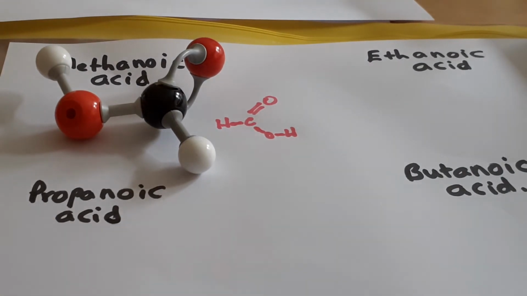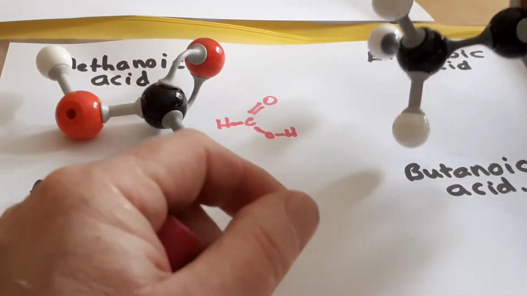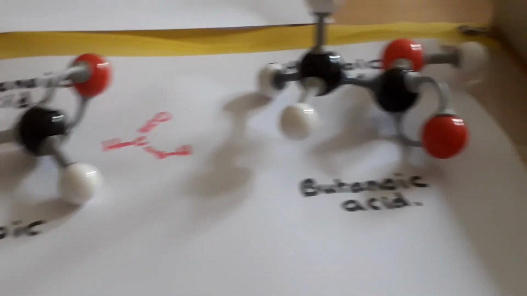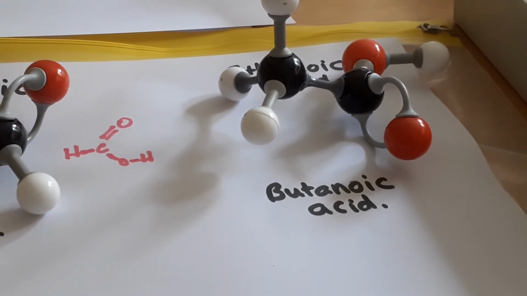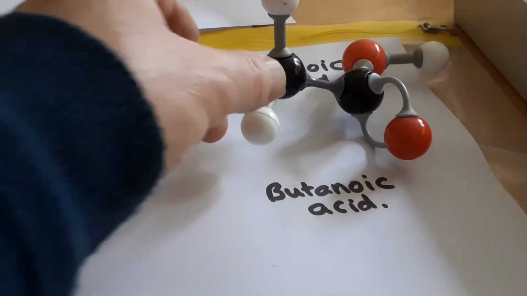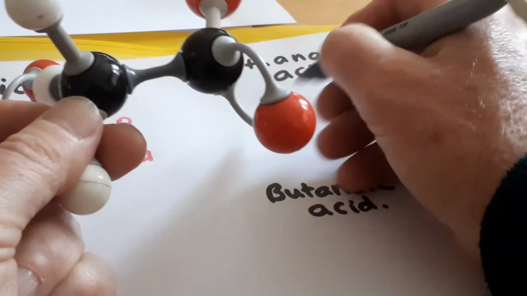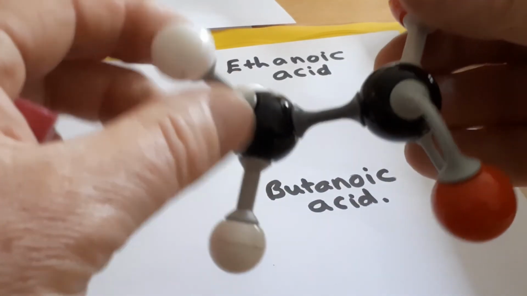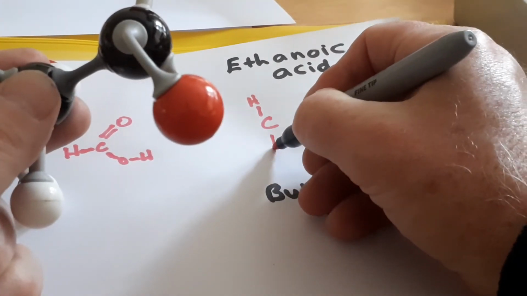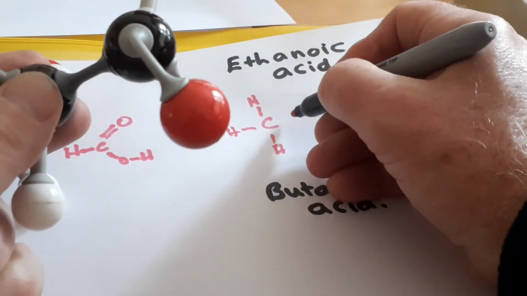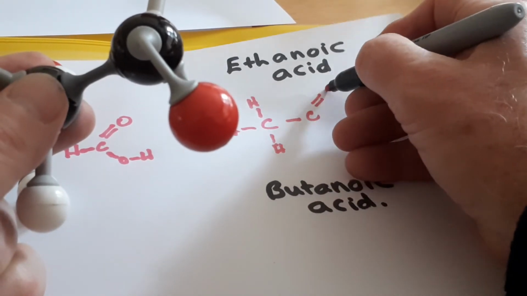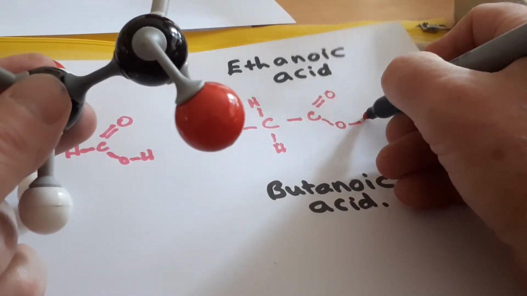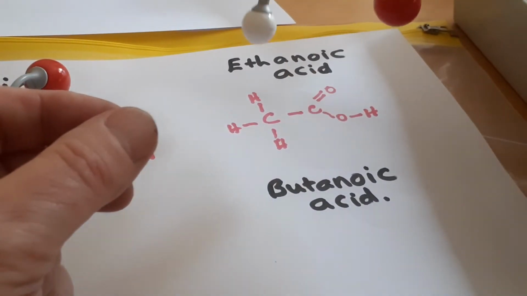Next one is ethanoic acid. Now, obviously, again, as you can see, we've got this COOH group, which is the important thing about carboxylic acids. So if I take it away, we've got a carbon with 3 hydrogens on, which is at the start there. And then we've got our functional group for carboxylic acid, which is this COOH bit, like so.